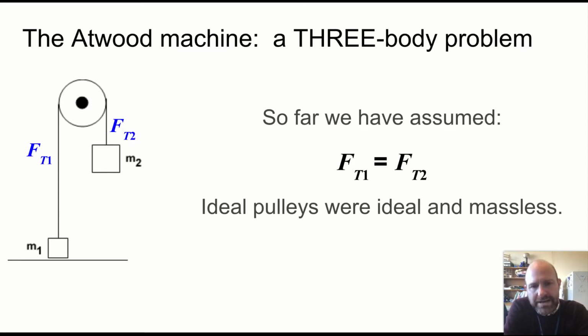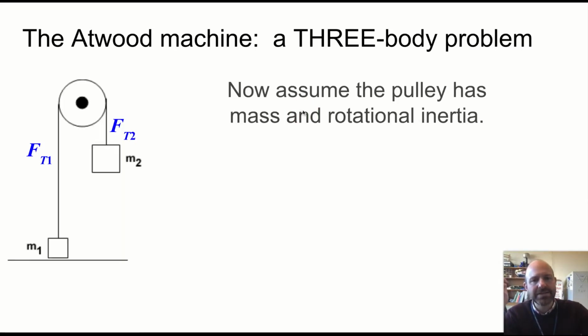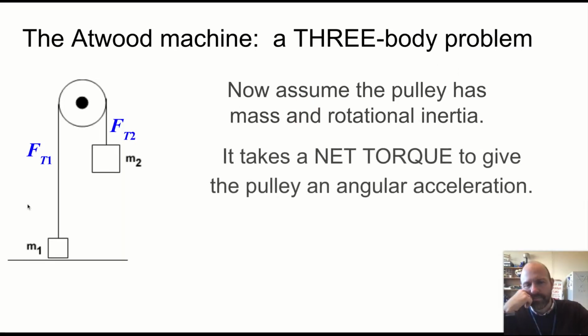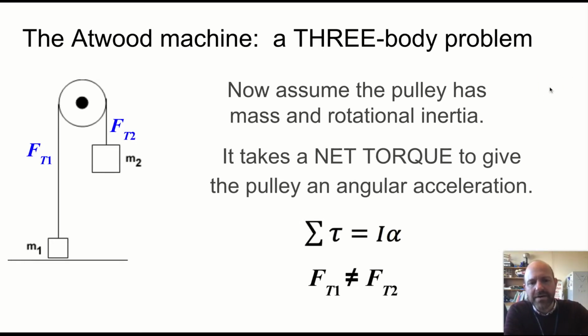Well, the big change is that instead of saying there's one tension everywhere, we have to acknowledge that the pulley can actually rotate, and it has a moment of inertia, its own net torque equation. If the tension on both sides of the pulley was the same as we assumed previously, it would not accelerate. And so we need to say that these two are no longer the same. We need that net torque. So the net torque equals I alpha means that those two tensions cannot be the same, right? If they were the same, the pulley would not accelerate, and that doesn't make any sense.